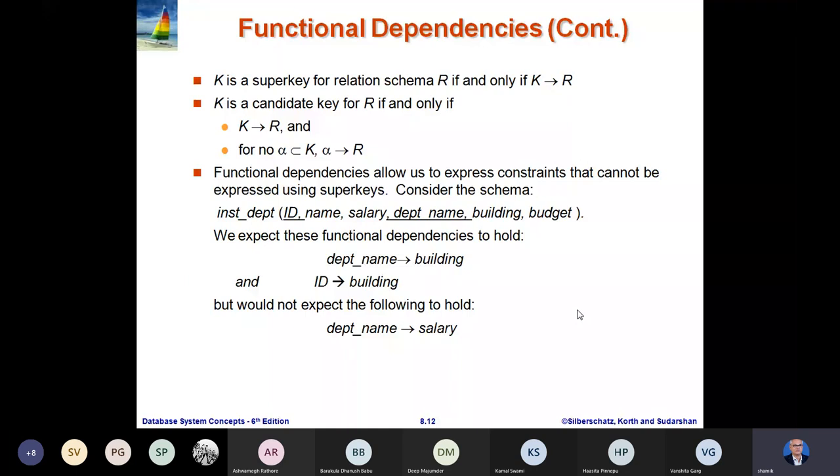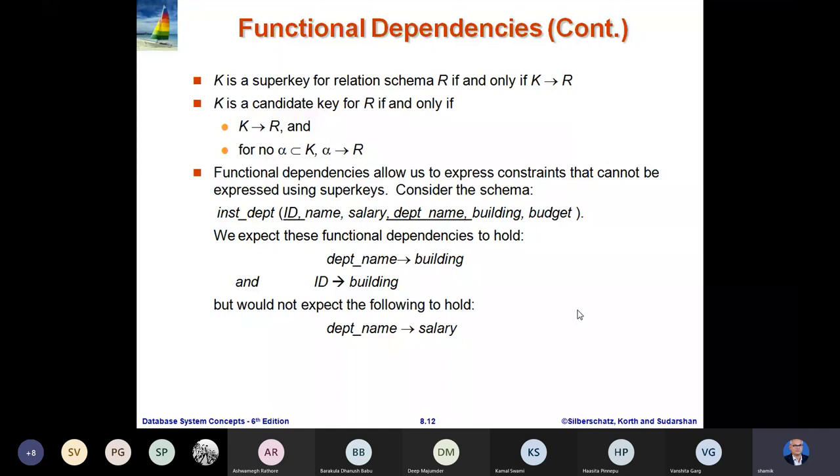And that is what you had studied in the context of candidate key and super key previously also, that a super key is a candidate key if it does not have any proper subset which itself also is a super key. So functional dependencies allow us to express constraints that cannot be expressed using super keys.